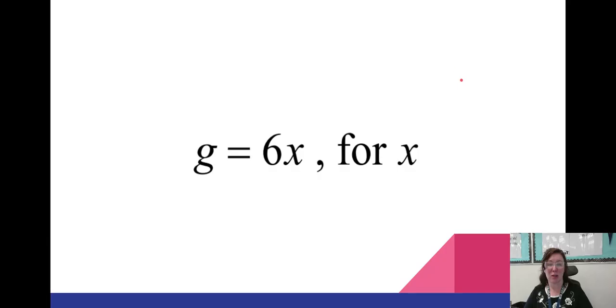Okay, here's a literal equation. Our goal is to solve for x. So we have to get g by itself, we have to get x by itself by dividing by 6 on both sides. G and 6, wow, they look similar. So our answer is literally g divided by 6 equals x, because we can't do anything with the g and the 6.